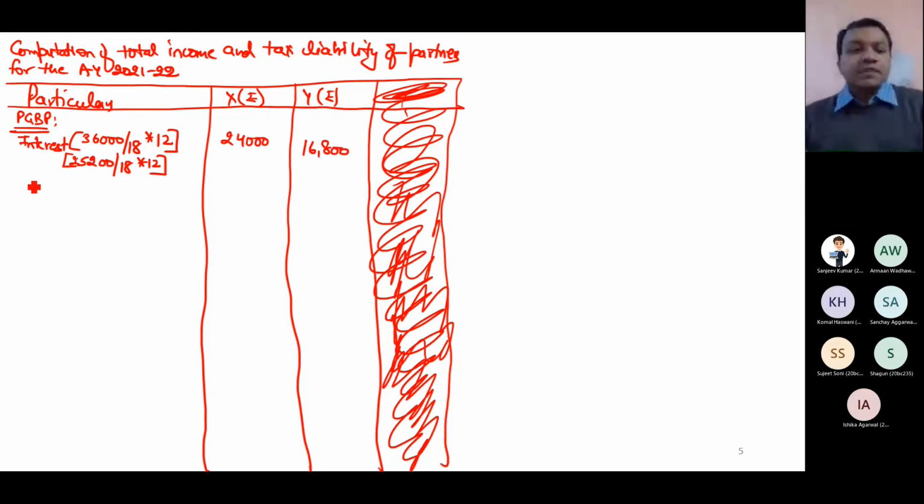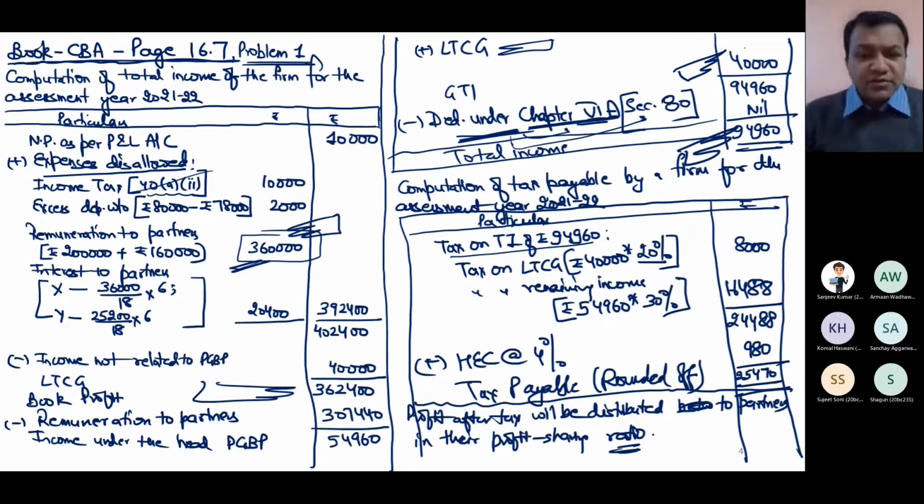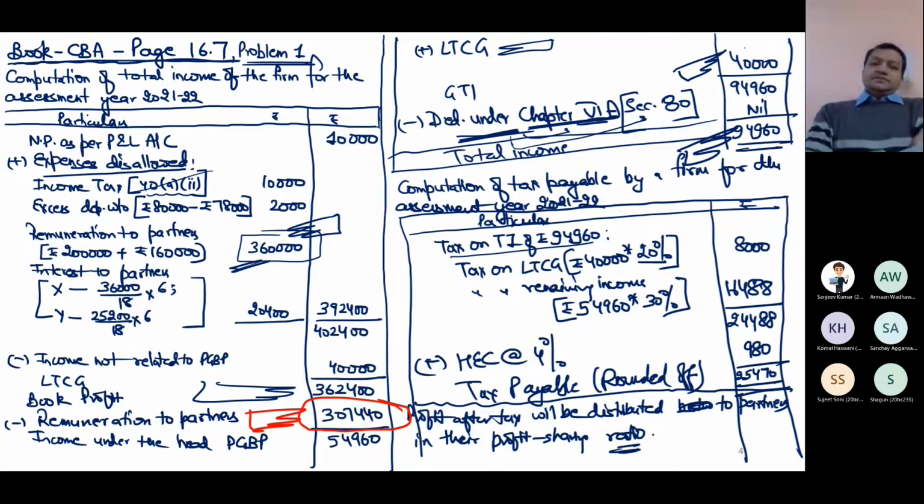This is PGBP. They are also getting remuneration. Whatever has been allowed is only taxed in the hands of partners. So how much remuneration is allowed? Not 3,60,000. The remuneration allowed is 307,440. So it should be taxed in the hands of partners. But can you tell me how do you divide 307,440? In the profit sharing ratio? No, no, in the ratio in which the earlier remuneration was divided.